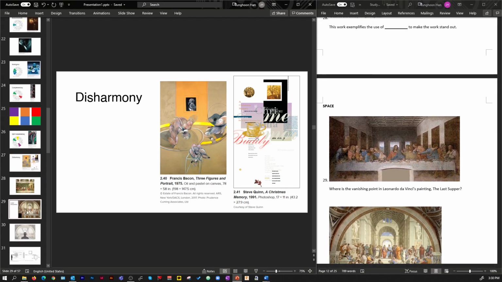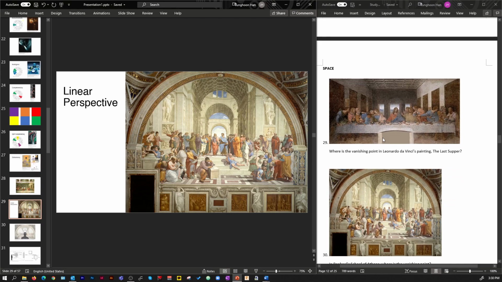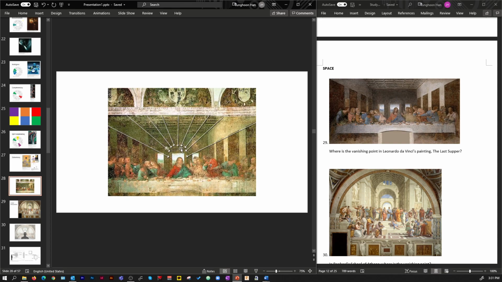Alright, so let's talk about space. The first question is, where is the vanishing point in Leonardo da Vinci's painting The Last Supper? We talked about how the vanishing point is where all the lines converge to one point, and that will be right above Jesus's head right there. If you take a look at all these architectural lines, they lead right over here. That is how one point linear perspective works.